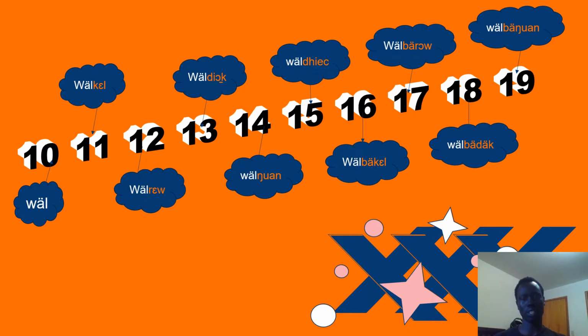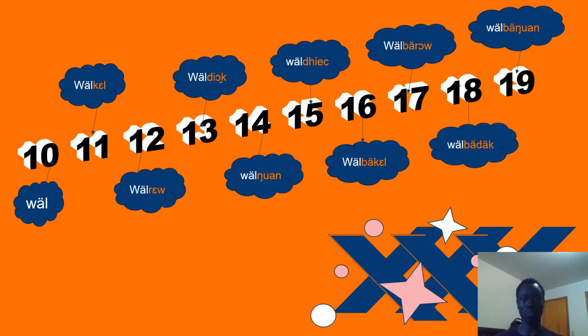Well, like you can see here again, is a repetition of 1, 2, 3, 4, and to 9. So the only thing that you learn new here is wal, which is 10. So 10 and 1, that is 11. 10 and 2, 12. 10 and 3, 13. 10 and 4, 14. 10 and 5, 10 and 6, 10 and 7, 10 and 8. So that is how easy.